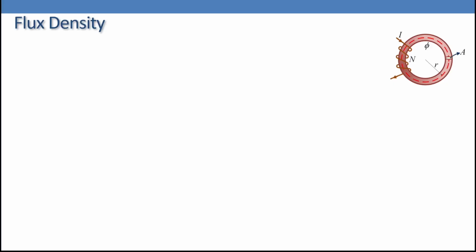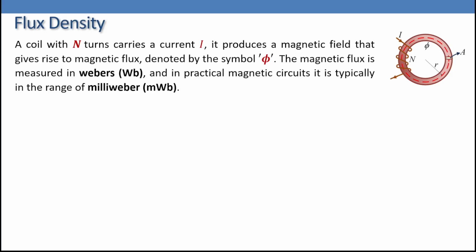What is the flux density? If we look at this magnetic circuit, we have a number of turns N, and there is a current I injected to it. So we have a magnetomotive force Ni that drives a flux phi in this magnetic circuit. This flux phi has the units Webers, and typical values for this flux in most electrical machines are in the milliweber range.